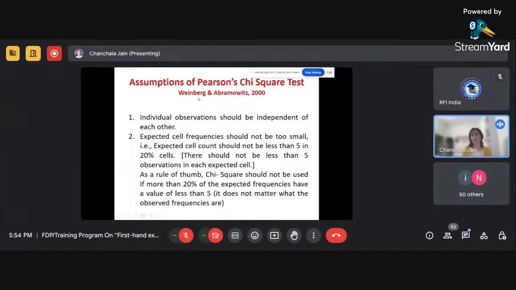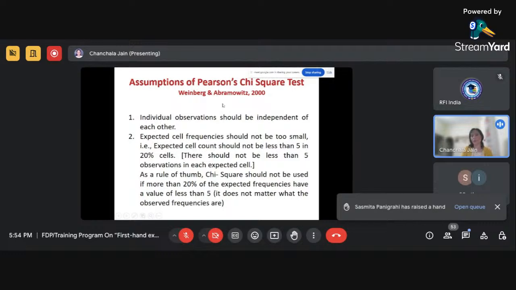These assumptions were given by these two gentlemen in the year 2000. The first assumption says individual observations should be independent of each other. How to test the first assumption? It is very simple. Again, I'm repeating, individual observations should be independent of each other.